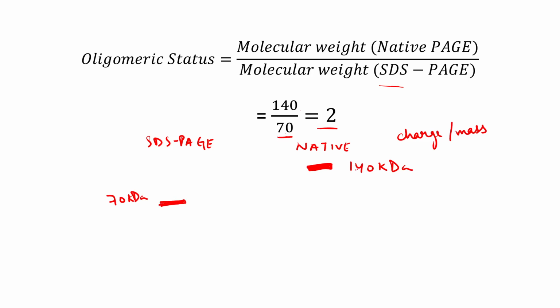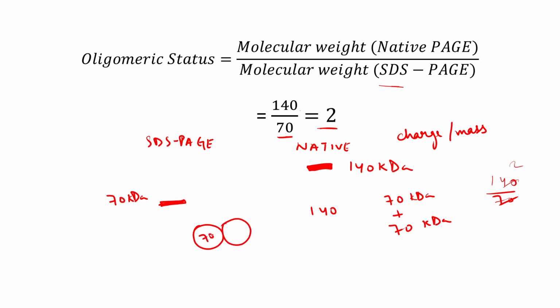So if I know the total molecular weight is 140, and out of which there are parts that are 70 kilodalton, that is only possible when we have 2 70 kilodalton proteins, right? 2 70 kilodalton proteins will make up 140 kilodalton. Simply by dividing 140 by 70, we can see that. So there are 2 units of 70 kilodalton attached together, probably by disulfide bonds and other interactions. So these 2 units are attached together.